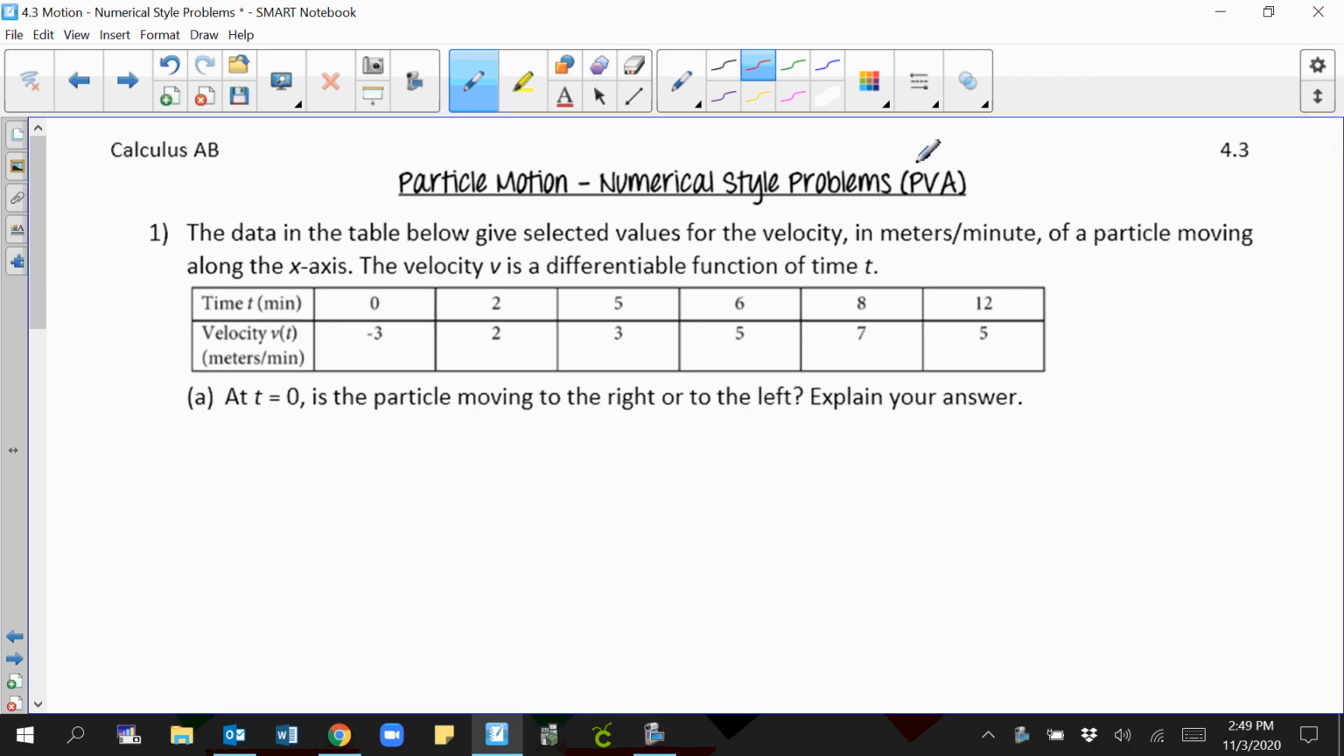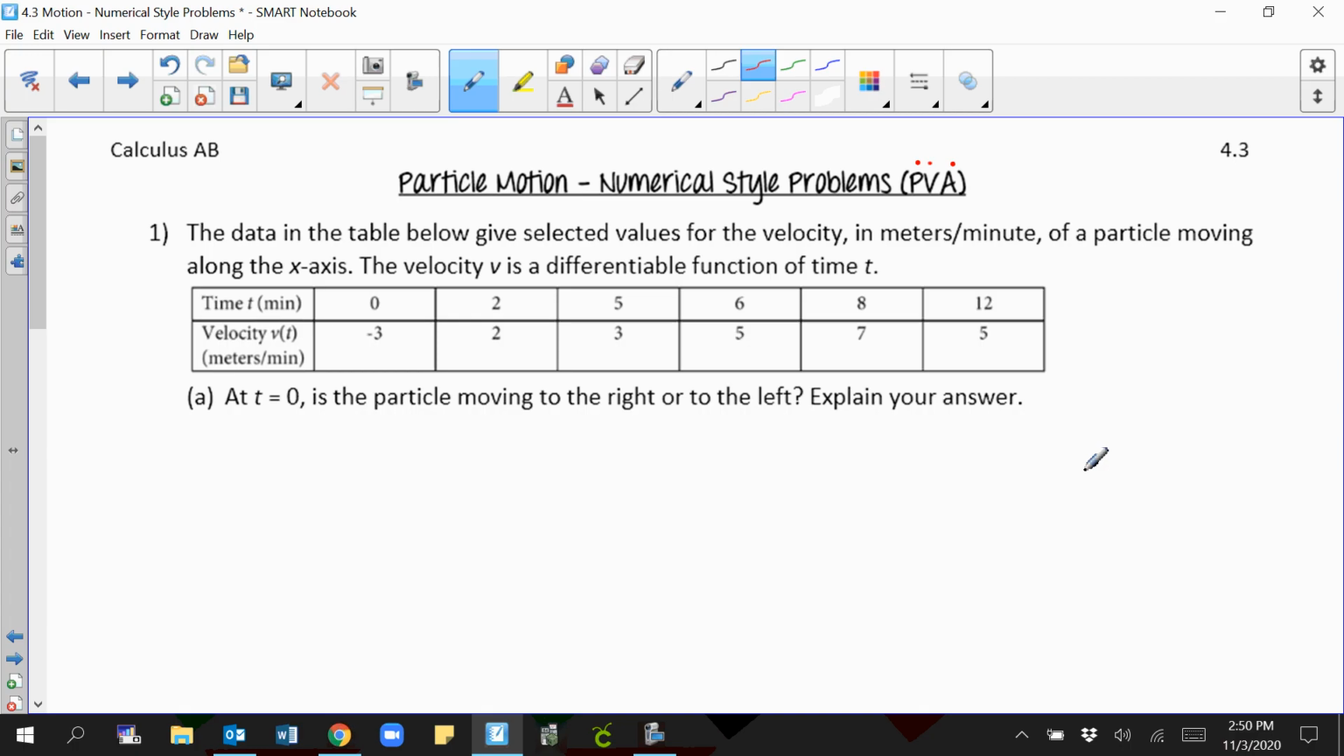So position, velocity, acceleration. The data in the table below gives selected values for the velocity in meters per minute of a particle moving along the x-axis. The velocity v is a differentiable function of time t. So, A, at time t equals 0, is the particle moving to the right or to the left?